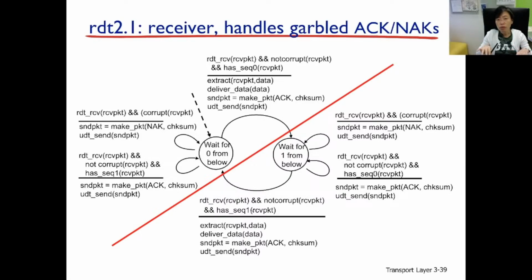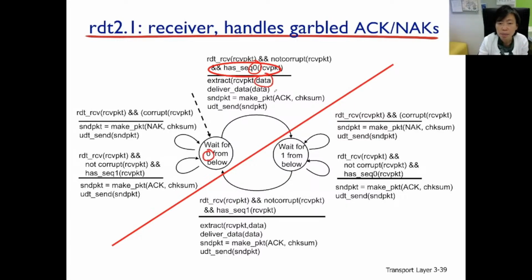First, assuming that there are not going to be any data corruptions nor ACK/NAK corruptions, meaning things are going perfectly. At the beginning, the receiver will start from the initial state, waiting for packet 0 coming from below. Nothing is going to be wrong there, therefore it will trigger this transition. Receiving a packet, no corruption, and it's carrying sequence number 0. Expecting 0, carrying sequence number 0, perfect.